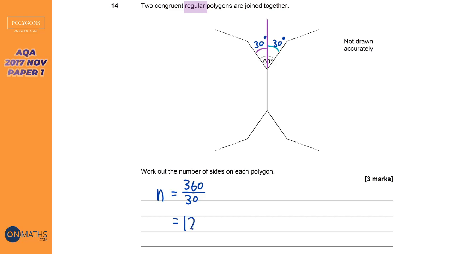So n equals 12. Now that seems really simple, and for question 14 on a higher paper, that's quite a nice easy one. I think that some people probably would have tried to do this looking at the interior angles, which is a longer way of doing it. So you do 360, take away 60 and then halve it, and then you've got to use the interior angle formula, which we'll look at later. But for this one, exterior angle's way easier.